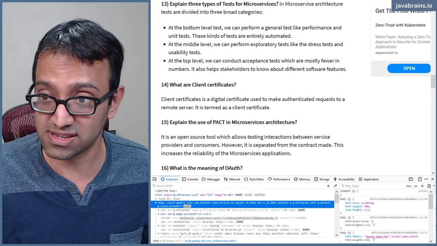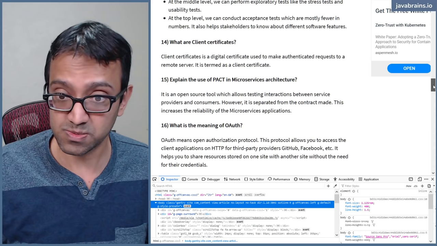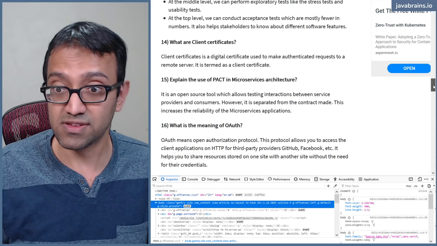OAuth means Open Authorization Protocol. The protocol allows you to access client applications on HTTP for third-party providers, GitHub, Facebook, etc. It allows you to share resources stored on one site with another site without the need for the credentials. That's fair.